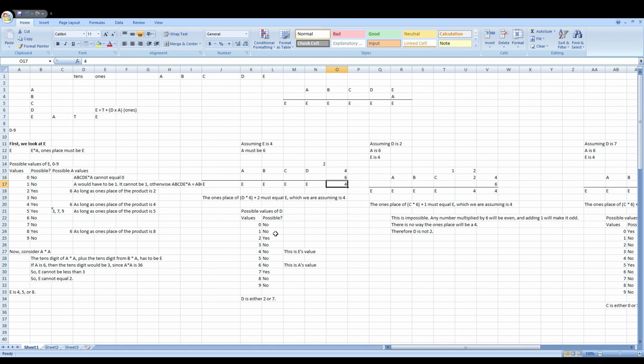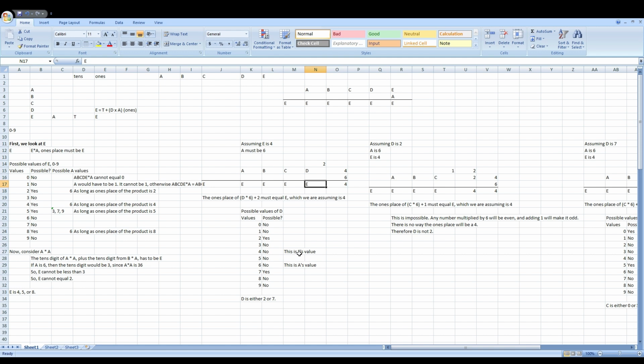Possible values of D, I'll just show you 1, right? So if we do 1 times 6 is 6 plus 2, that equals 8. So that doesn't equal 4. If we do 2 times 6, it's 12, plus 2 is 14. So yes, we would have a 4 where E is. That would fit, because we're assuming that E is 4. And then we carry the 1. So 2 is a possibility for D.